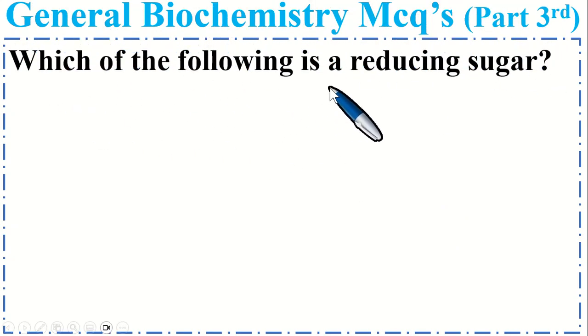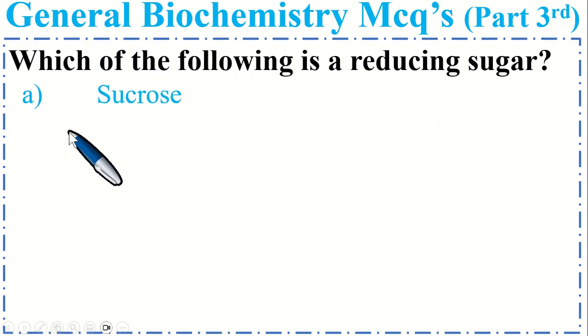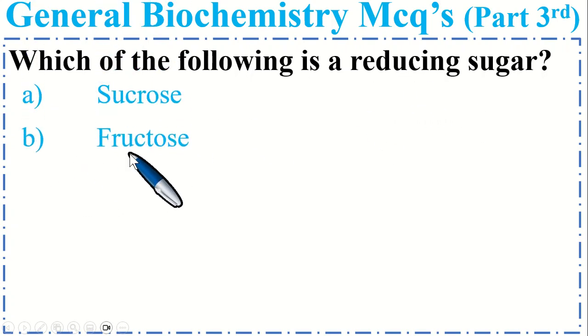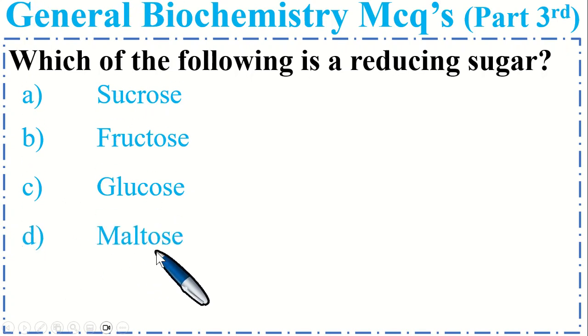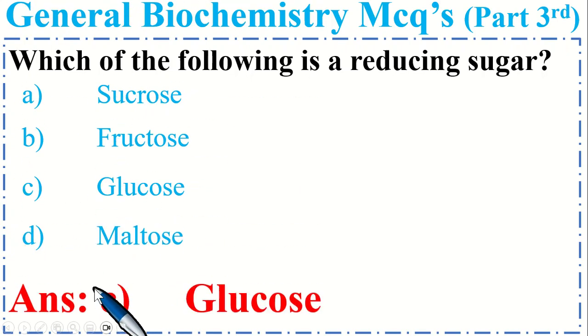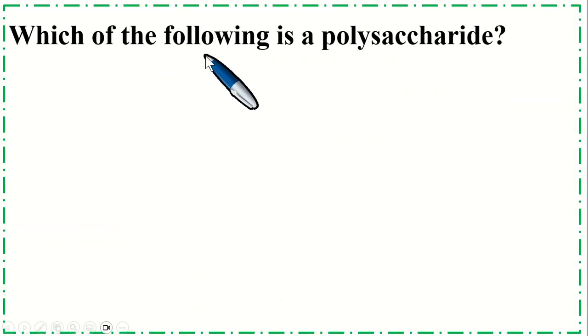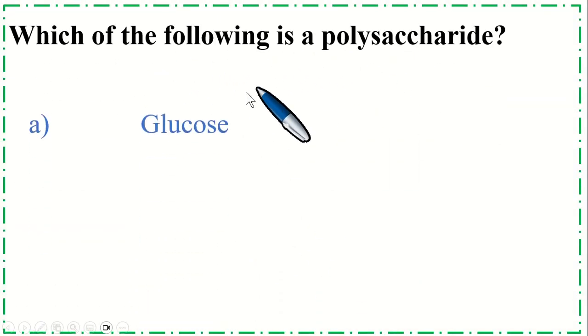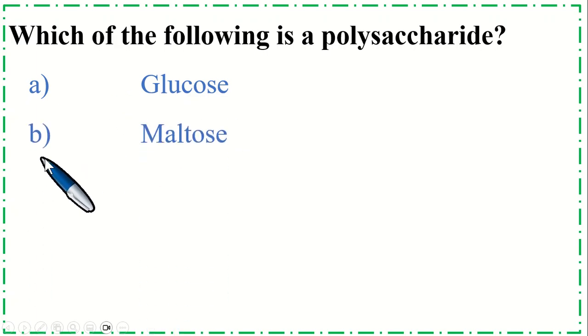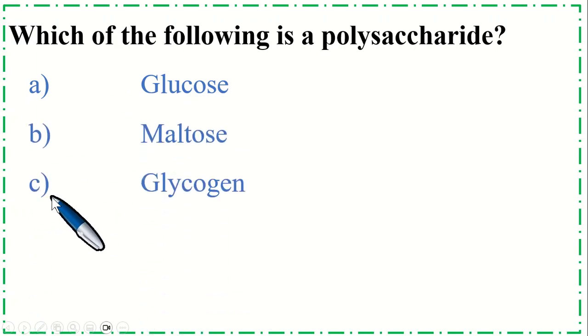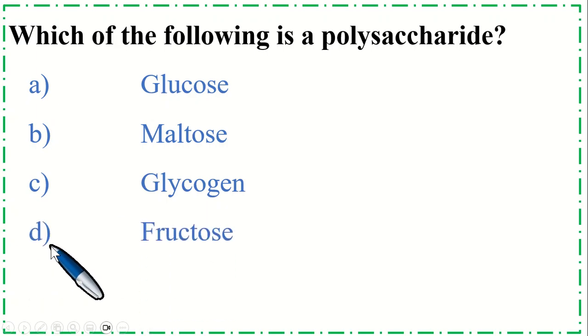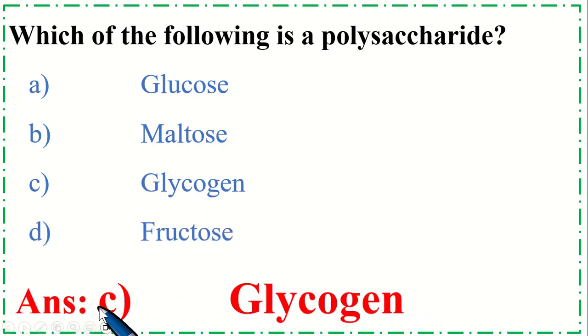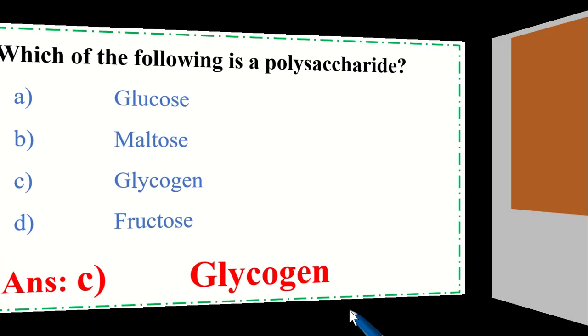Which of the following is a reducing sugar? Option A sucrose, option B fructose, option C glucose and option D maltose. So the correct option is C glucose. Which of the following is a polysaccharide? Option A glucose, option B maltose and option C glycogen and option D fructose. So the correct option is C glycogen.